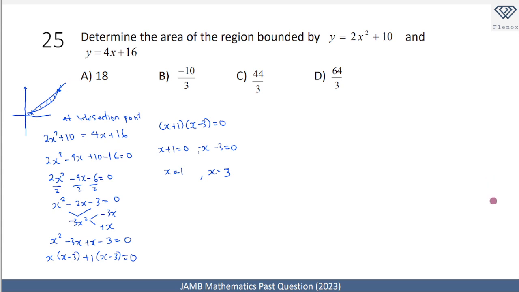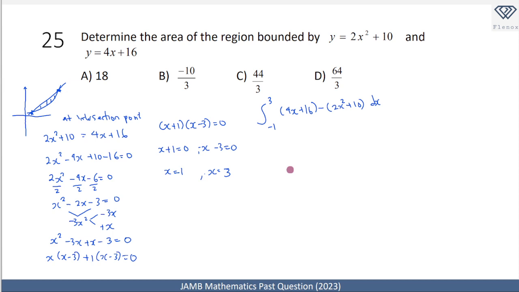So what do I need to do now to find the area between both points? I need to find the integral using the limits of integration from minus 1 to 3, and I need to subtract both equations from one another. So from the line, which is on top, I'm going to subtract the curve: the integral of 4x plus 16 minus 2x squared plus 10 dx. If this doesn't make sense, I encourage you to watch my link in the description where I talked about the application of integration, and this will make sense.